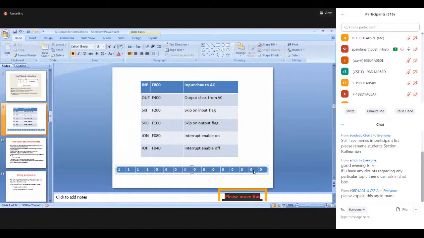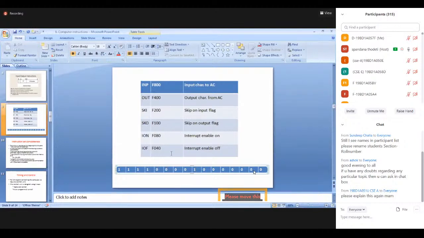Next, if it is F080, interrupt is enabled. Interrupt IEN is a flip-flop which is used to know whether an interrupt is there in the system or not. So if an interrupt has occurred, the IEN value should be set to 1, right? So whenever the IR register is equal to F080, the IEN flip-flop is set to 1, interrupt enabled on.